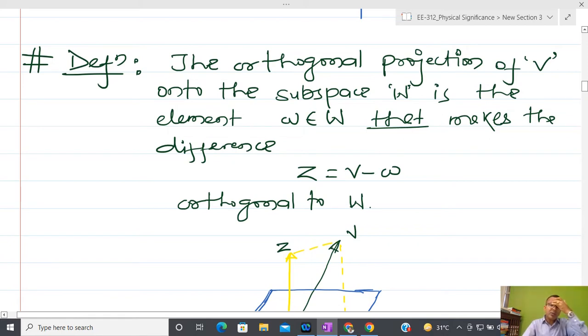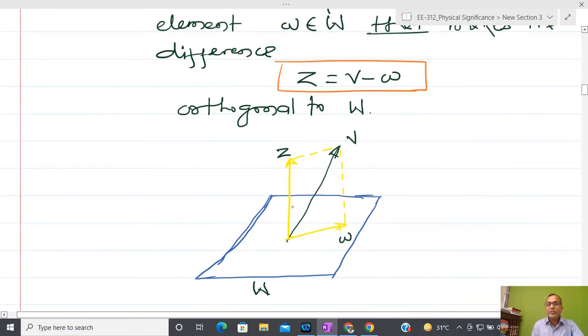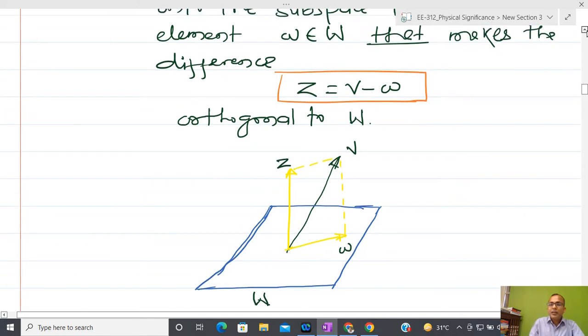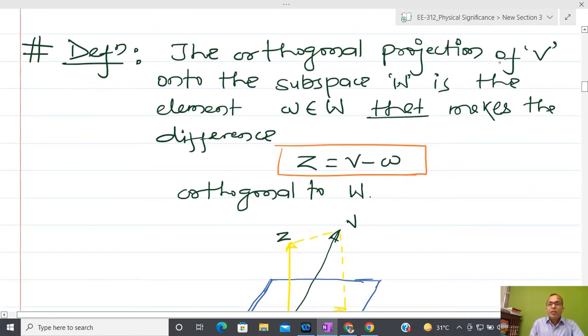Okay, now what I am saying is that the orthogonal projection of V onto the subspace W is the element W, that belongs to that subspace W, that makes the difference orthogonal to W. Okay, so this result or this definition is very important. Now suppose that I have some kind of vector V and I have some kind of subspace W. Okay, and what I have to do is project this vector V onto this subspace W.